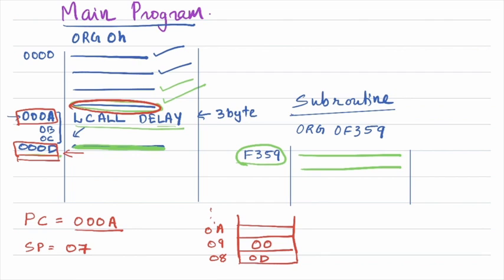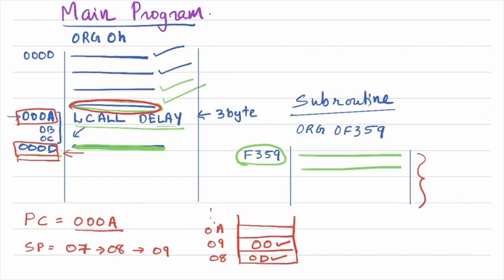That means the stack pointer will be incremented twice also. Once it pushes 0D, it will become 08, then it will become 09. So the stack pointer also will be incremented twice, and the values 0D and 00 will be pushed to the stack. Why are 00 and 0D pushed to the stack? Because those are the locations the program should come back to after the execution of this subroutine.